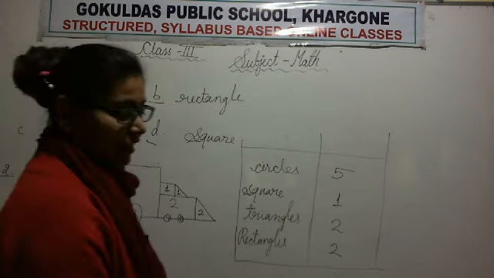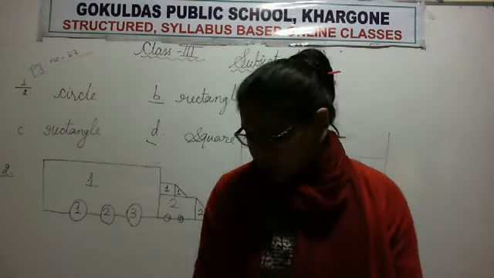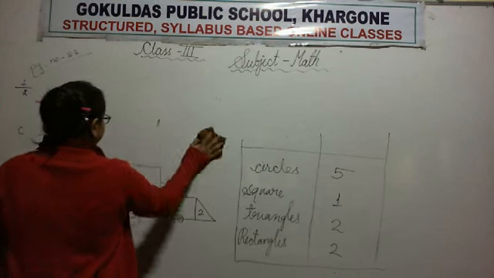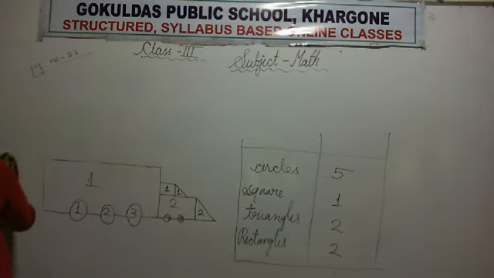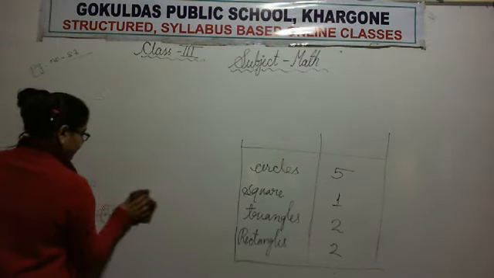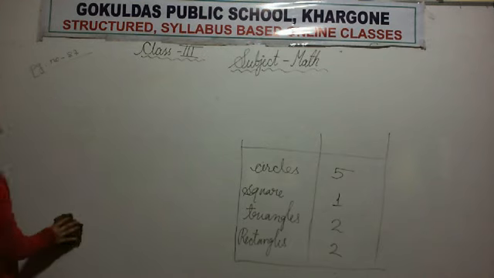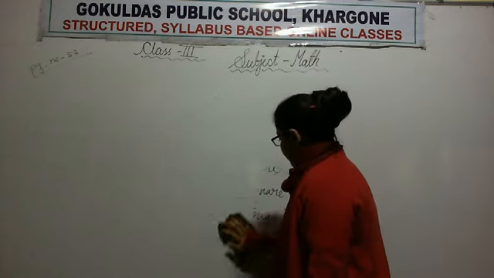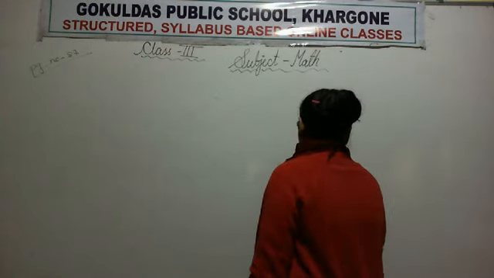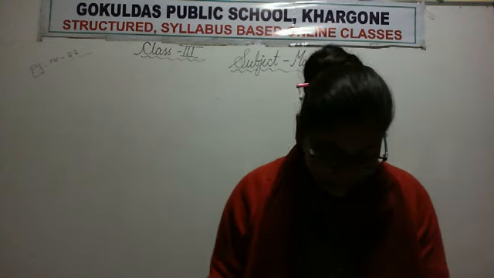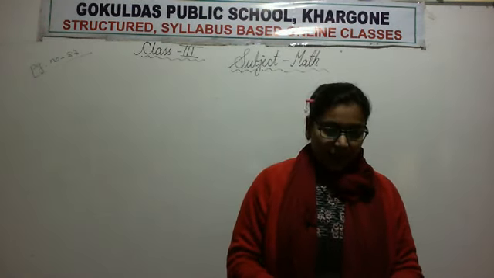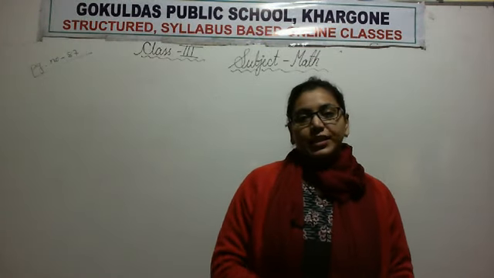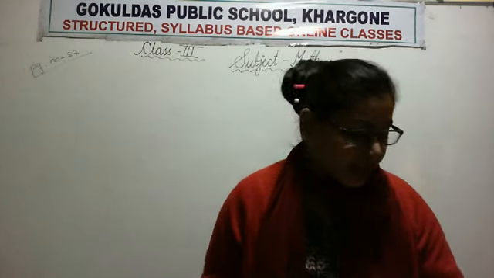Are you done with the writing or coloring? Now let's move further. Next question, all of you read next question. So the next question is write the name of the following 3D shapes. In question number 1 we had written the names of 2D shapes. Now we'll write the names of 3D shapes.